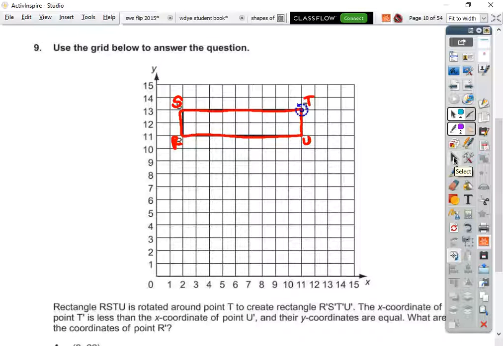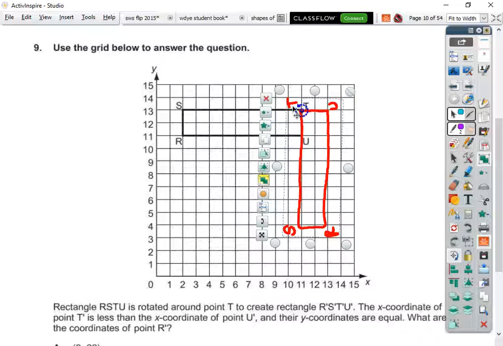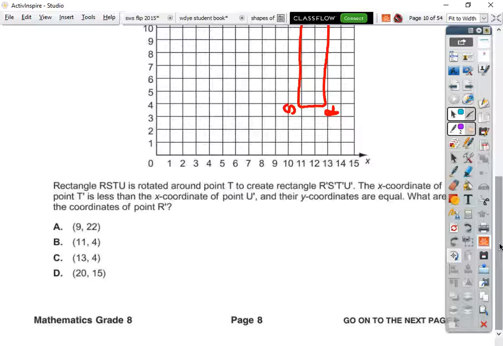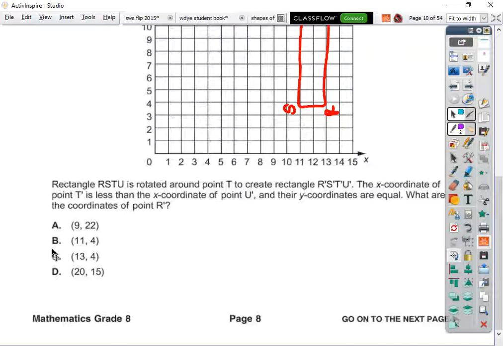The x-coordinate of point T prime is less than the x-coordinate of point U, and their y-coordinates are equal. Well, the only way to make that true is if we rotated this right here. So now we have their y values are equal and T prime is less than U. What are the coordinates of point R prime? Well, it is 13, 4. So is 13, 4 an option? It is. It's C. And so we're good.